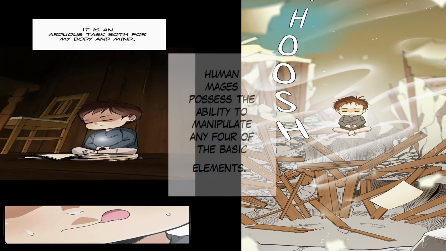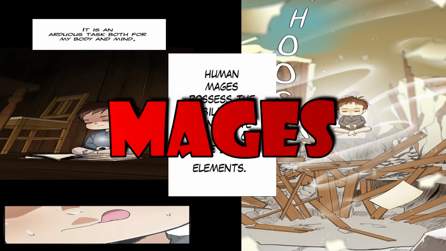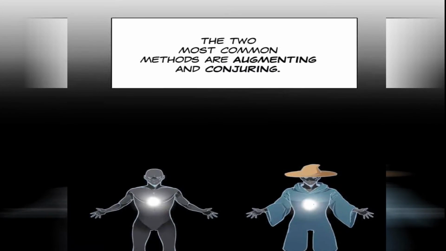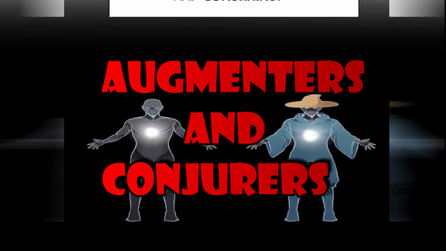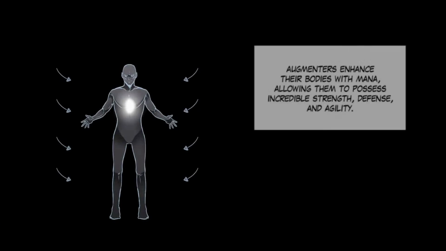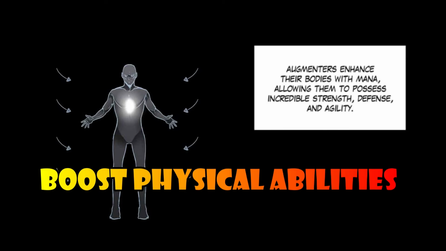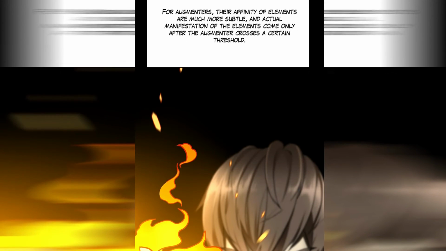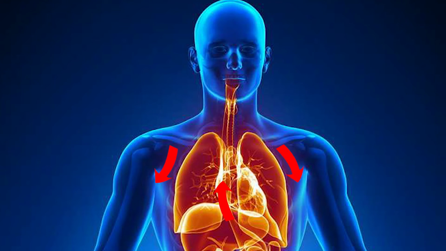People who are able to absorb and refine mana are called mages, and there are 2 types. We have the Augmenters and the Conjurers. Now, Augmenters enhance their body with mana to boost physical abilities like speed, strength, and durability. Their abilities lie in how well they're able to move mana from their core into other parts of their body.